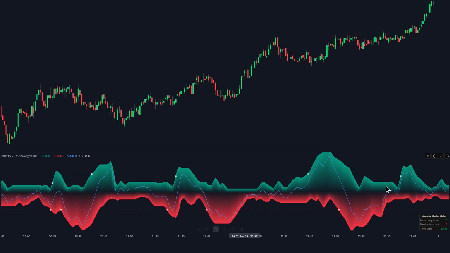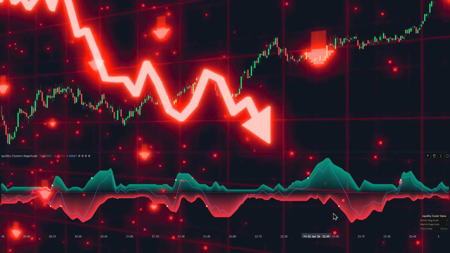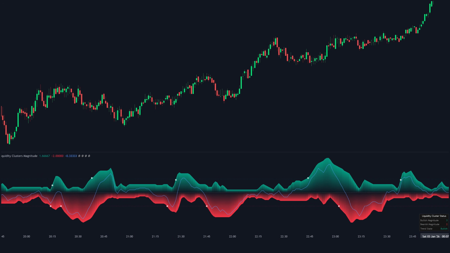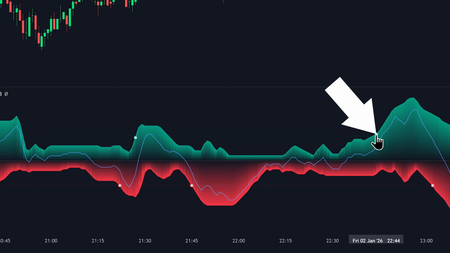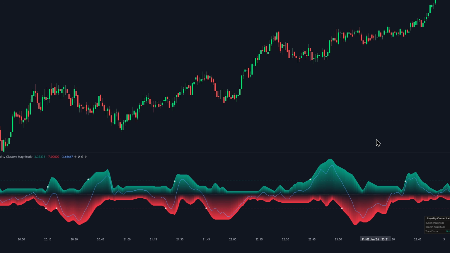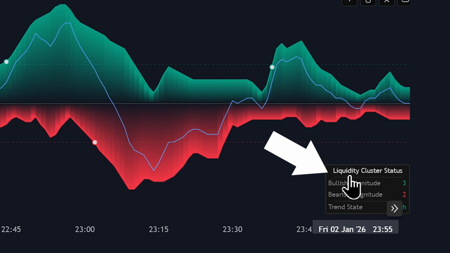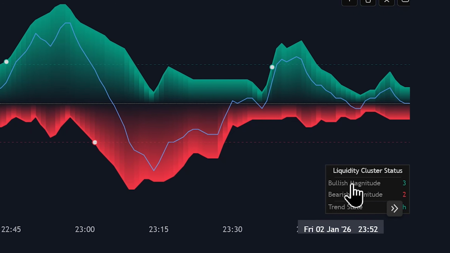On top of that, when either bullish or bearish magnitude spikes above the threshold you set, the script prints signal dots. Those dots mark significant liquidity events. They can signal absorption, exhaustion, or a strong defense of a level. There is also a real-time dashboard that shows the current magnitude readings and the overall trend state, so you're not stuck trying to read everything candle by candle.